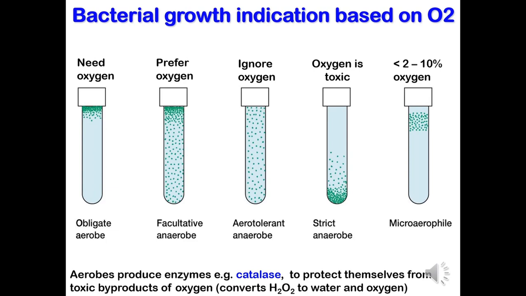And then you have the aerotolerant anaerobes, which grow equally well whether oxygen is present or not, so they are found evenly spread through the test tube. Then you have the obligate anaerobes, so the strict anaerobes, which cannot grow in the presence of oxygen, so these gather at the bottom of the tube where the oxygen concentration is lowest. And then you have the microaerophiles, which are damaged by high concentrations of oxygen. So they gather in the upper part of the test tube, but not at the very top.